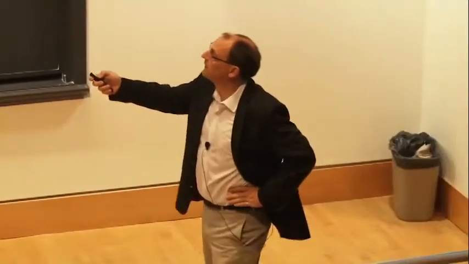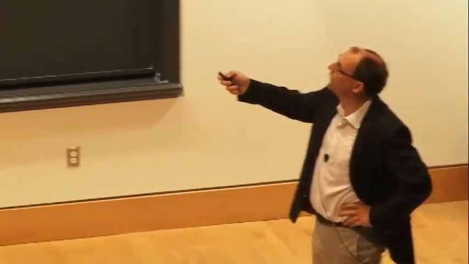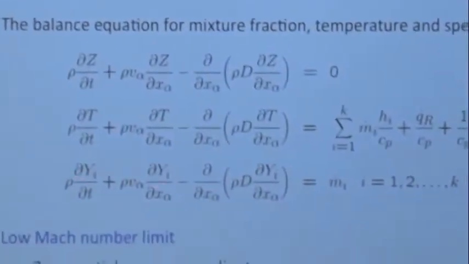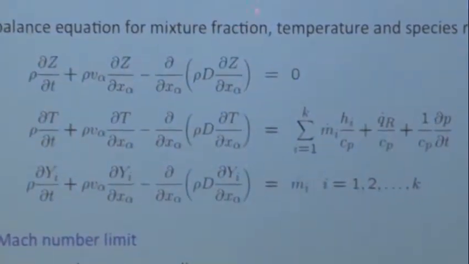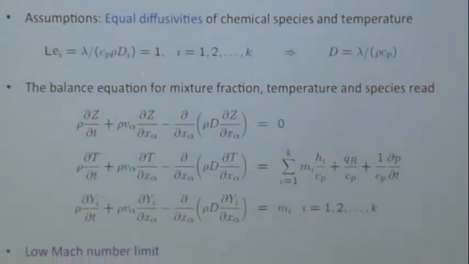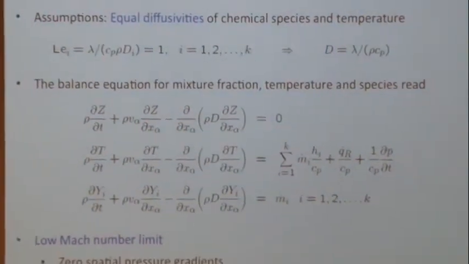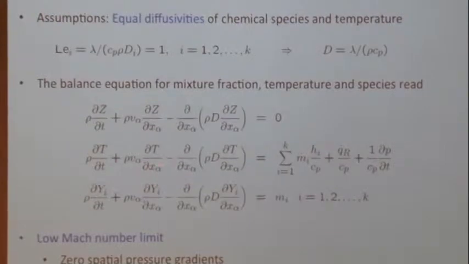All right, so we want to derive these equations. We start out with the governing equations here for temperature and mass fraction. And we assume equal diffusivities, Lewis numbers equal to 1 for all species. So there is equal diffusivity for all species and thermal energy.